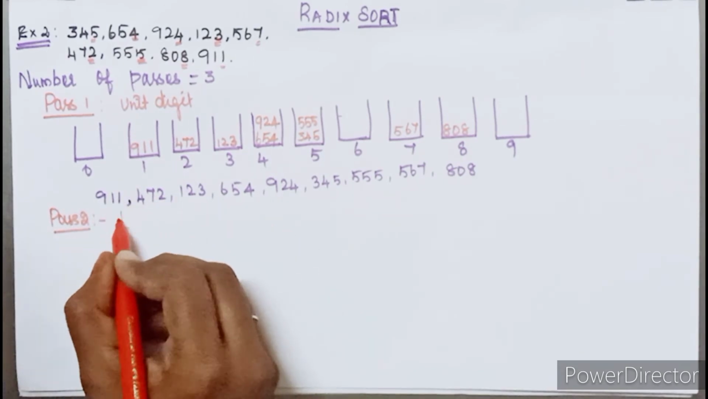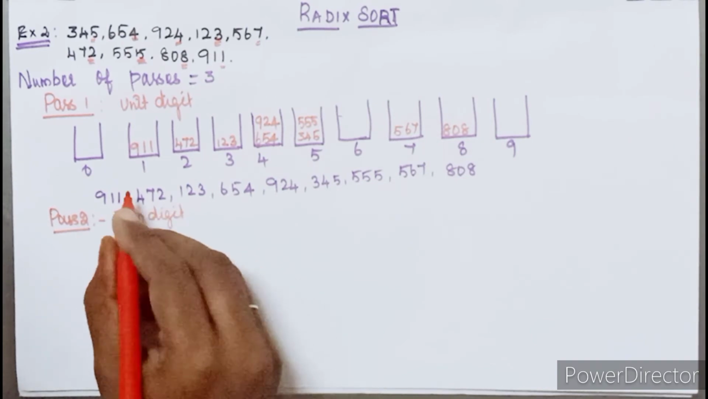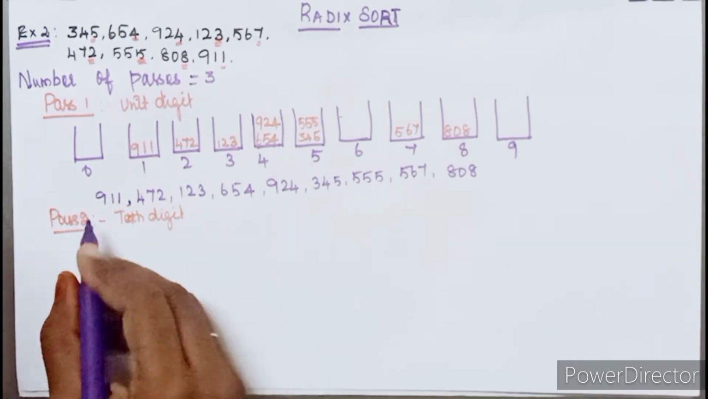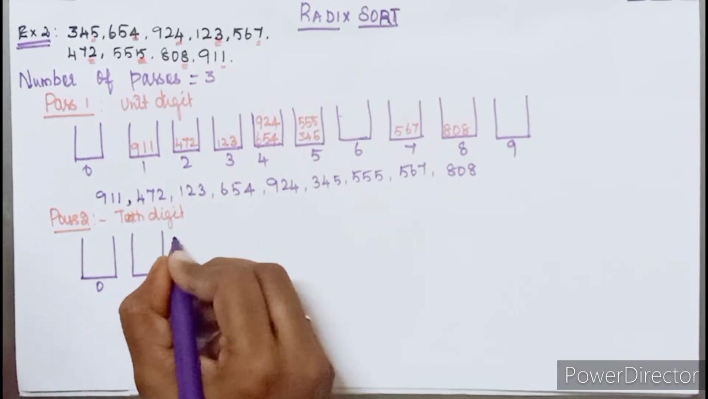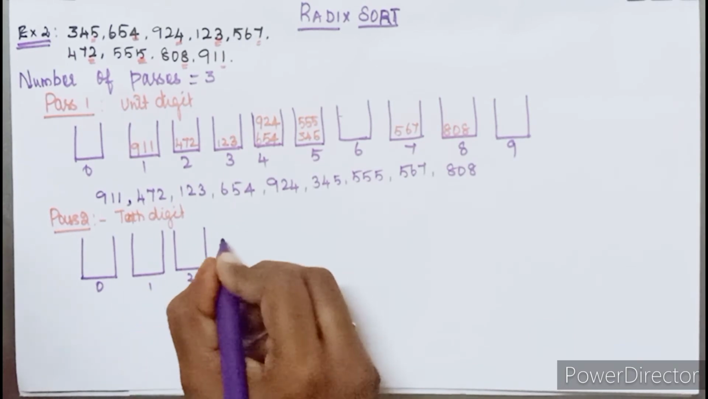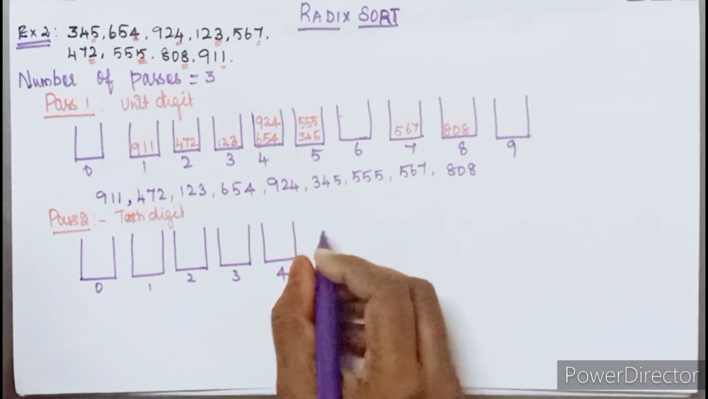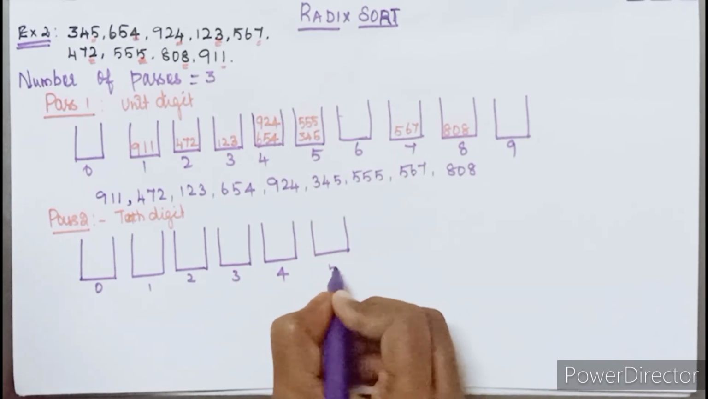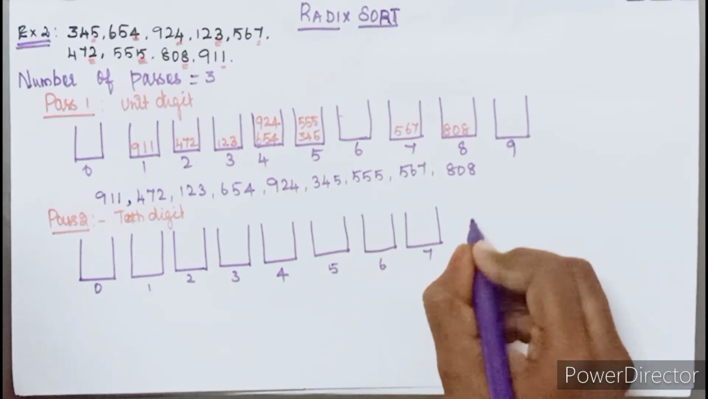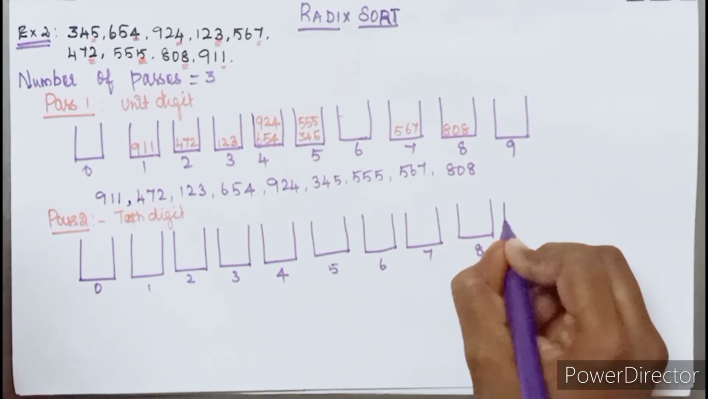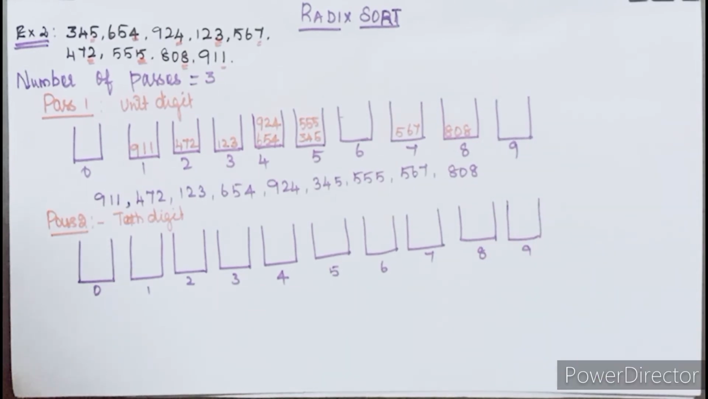In pass 2 we have to check the tens place, or the tens digit. Okay, so for the tens digit, let me take the buckets. This is 0, 1, 2, 3, 4, 5, 6, 7, 8 and 9. So now we have drawn 10 buckets.